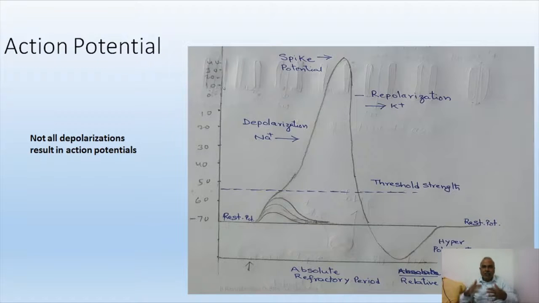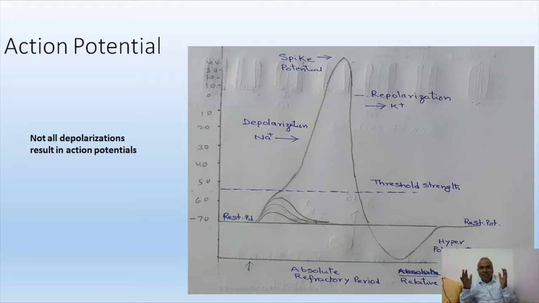When the inner positivity is increased, to reduce the positivity, potassium ions will go outside. Potassium voltage-gated channels will open. Since there is more potassium inside, potassium will go outside. As potassium ions are also positive ions, when they go from inside to outside, the inner positivity is reduced. This phase is called the falling phase. Okay? Rising phase, the depolarization, and falling phase, the repolarization. Rising phase occurs because of sodium influx, and falling phase, repolarization, occurs because of potassium outflux.